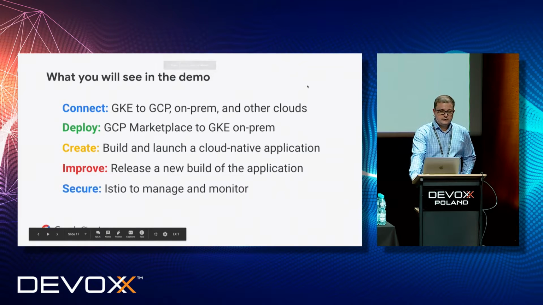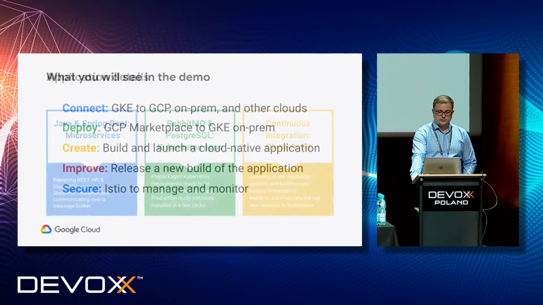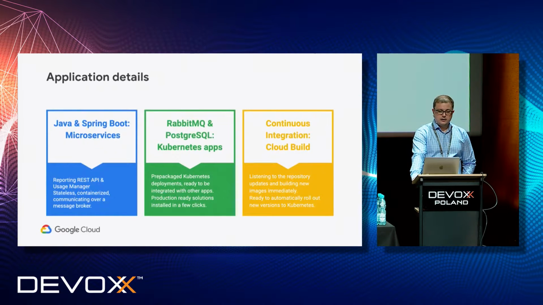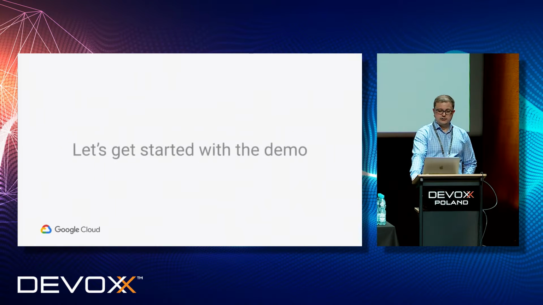I think we saw all the elements that we wanted. We had this Java Spring Boot application visualizing our sample microservices mesh. We had those RabbitMQ and Postgres deployed from Marketplace. We had this Cloud Build integration.